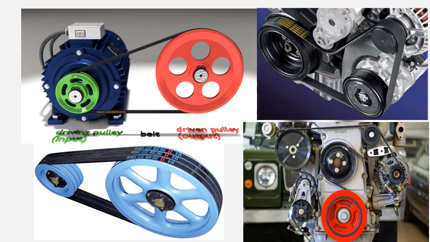So this slide is in front of you, and this is showing different systems in which belt drive is used. And this is the engine system. This is the motor which is transmitting power from the pulley to the another shaft. There are different types of belt drives which we will be learning in this lecture. And this is the driven pulley, this is the driving pulley, this is the input side, this is the output side. So the purpose of the belt drive is to transmit power from the input side to the output side.